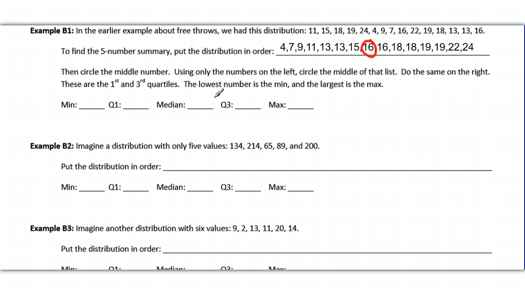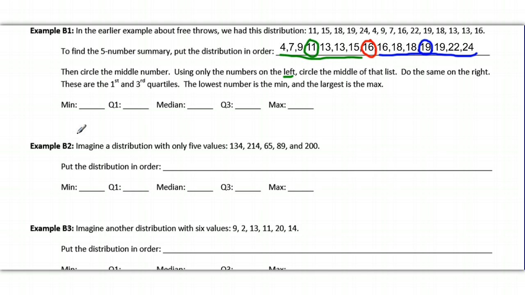Once we have the middle number, we're going to look at only the numbers on the left side. So only the numbers on this side here, and we're going to find the middle of that list. Well, we have 7 numbers over here, and so we're going to have 3 on one side, 3 on the other, and then our 1 in the middle. That is going to be our first quartile. And we're going to do the same thing over here. Of our upper 7 values, 1, 2, 3 on one side, 1, 2, 3 on the other. We're going to find the middle of the right side, and that middle is going to fall at 19.